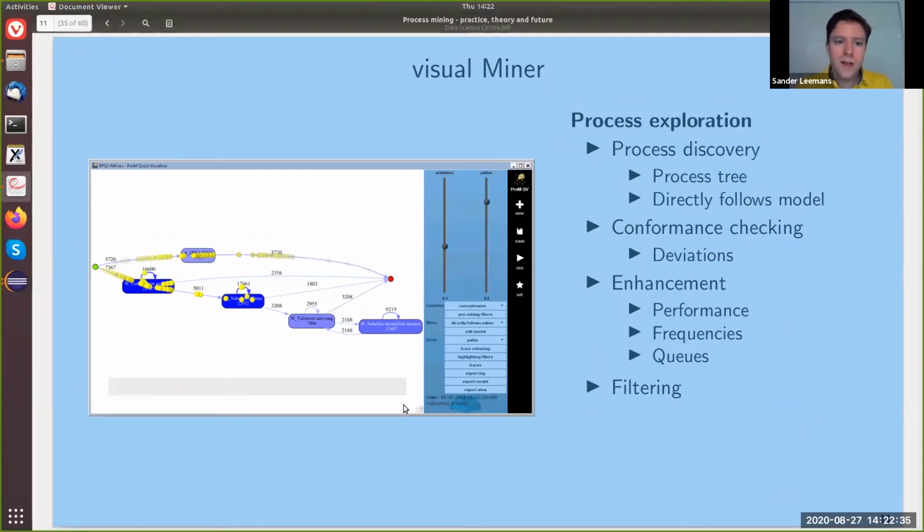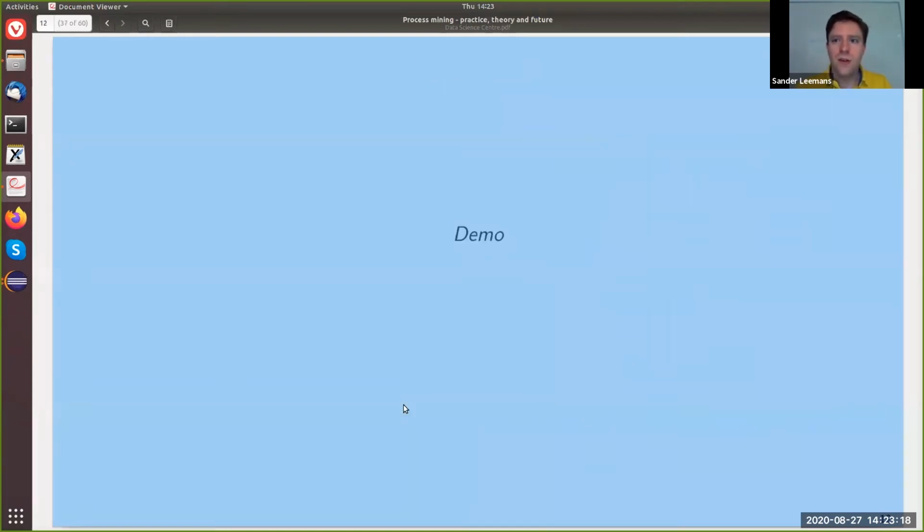This tool, the visual miner, is used for process exploration. So given an event log, the question we're trying to answer is, what is the behavior that is going on in this process? And are there any things that stand out? This tool is meant to be used by a human analyst who uses it to zoom in on particular aspects of the log using filters. And all the other steps are also available. This tool is free and open source, and please see visualminer.org for more information. But for now, I would like to give you a demonstration.